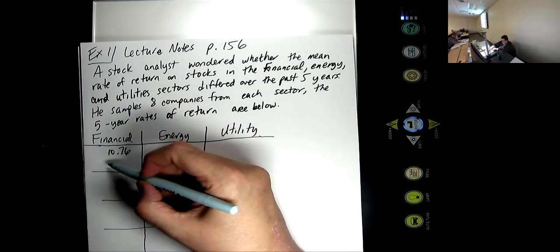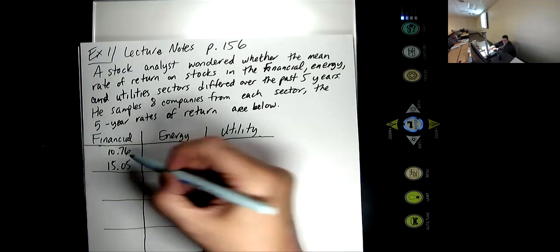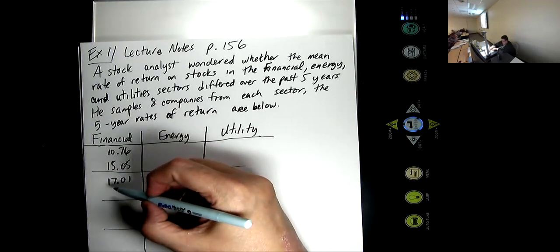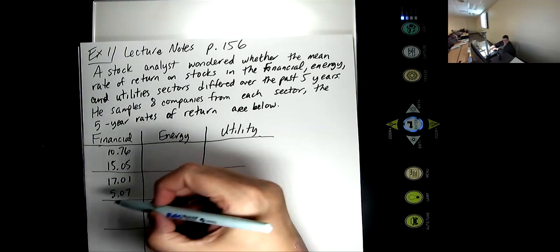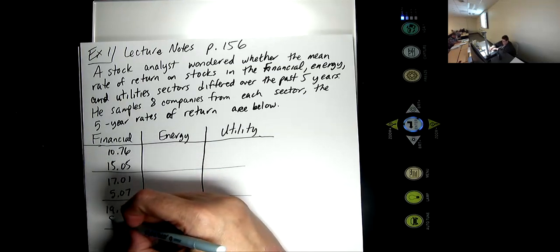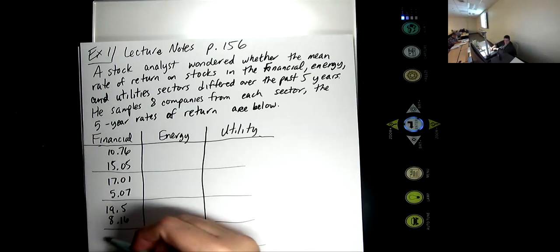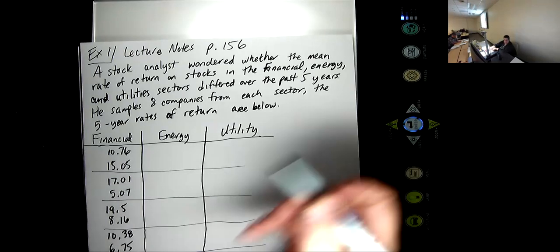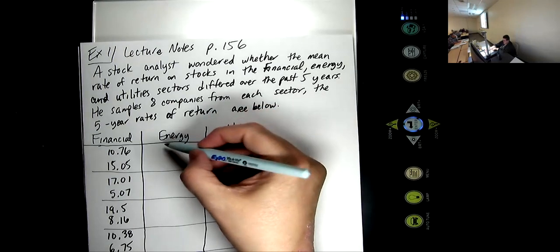.76 for the financials first: 15.05, 17.01, 5.07, 19.5, 8.16, 10.38, and 6.75. Next up is energy.